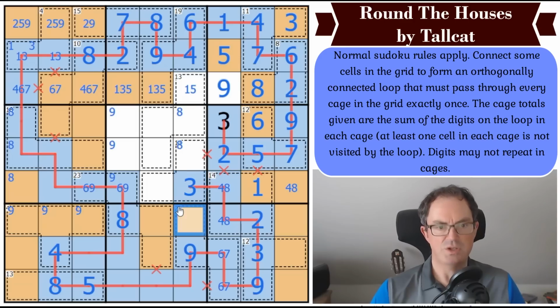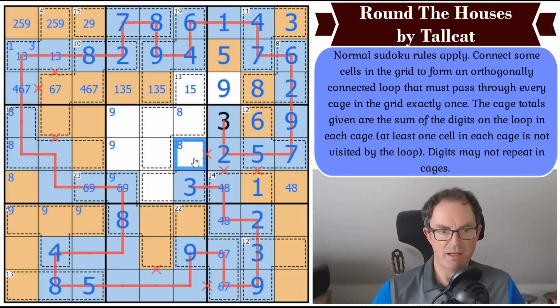Right, and that's huge. Okay, well, huge in the sense that I need to accompany it with an 8, and apparently the only place I can get the 8 from is there. Right, so that becomes blue. This also becomes loop. We still don't know what's going on with the 13 cage, but we do, I think, get to do some pencil marking in row 6, where we still need to put 2 in, and 5, and 7.